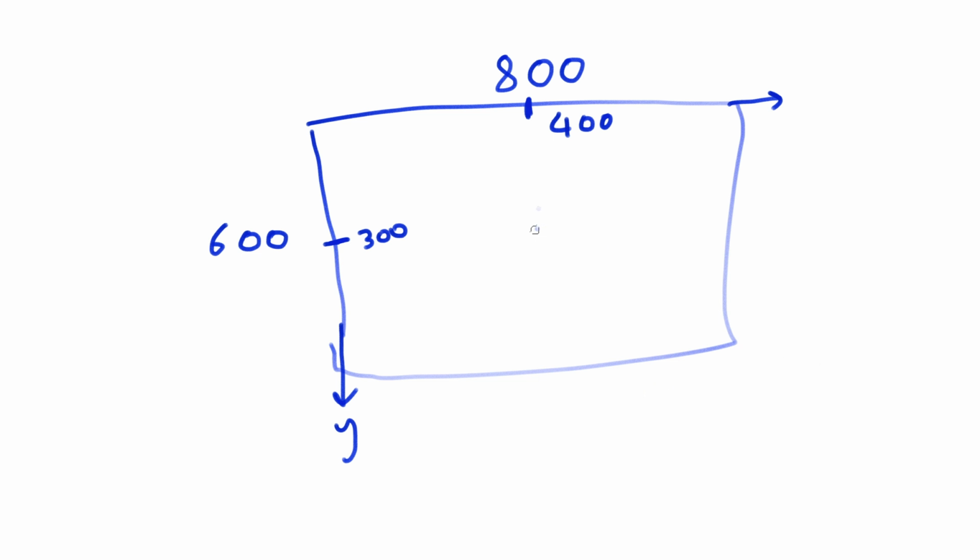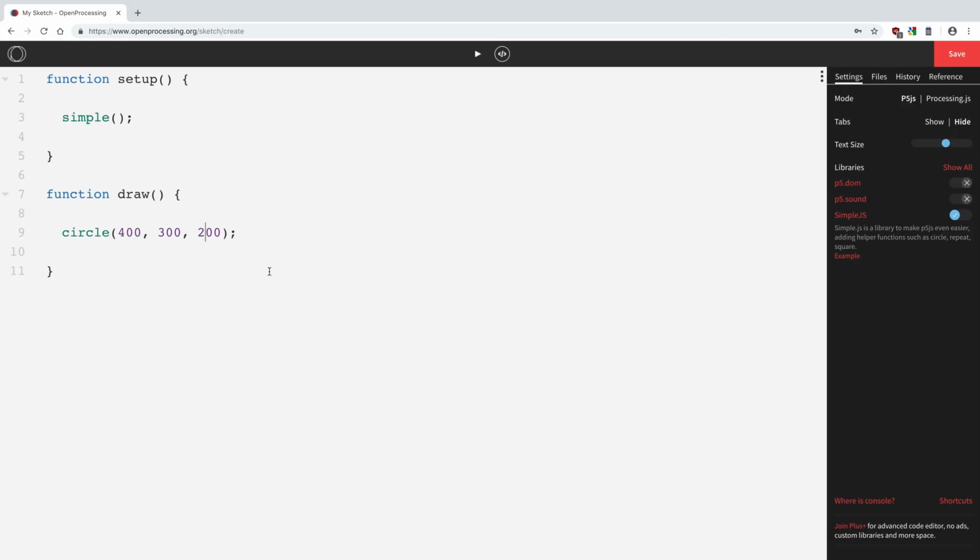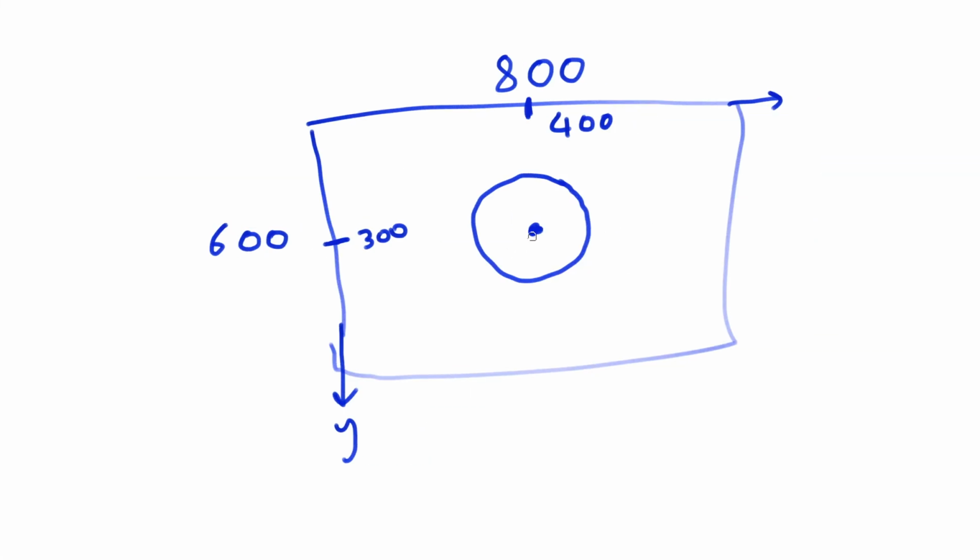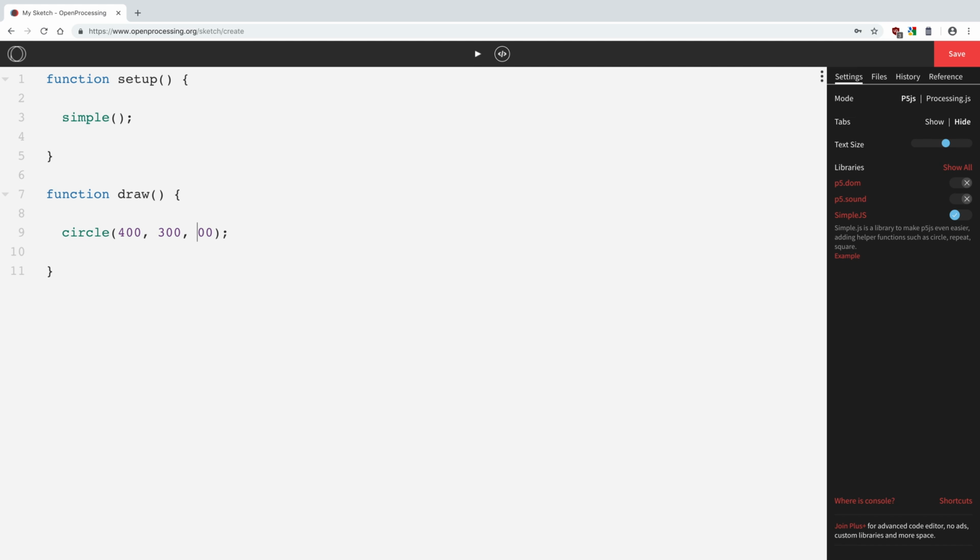That's the center, that's at 400, 300, and the circle will have its center there. Now what is that 200? Well, it's the diameter, the distance from one end to the other. So from there to there is 200. It's not the radius, which is this one here. It's the diameter from one end to the other end. So if we increase that diameter, we get a bigger circle.